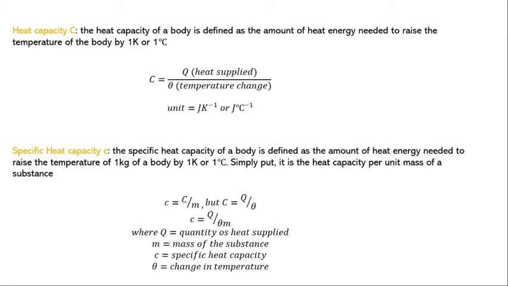So simply put, specific heat capacity is the heat capacity per unit mass of a substance.